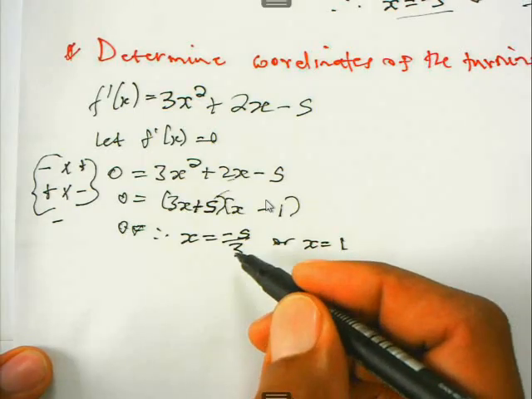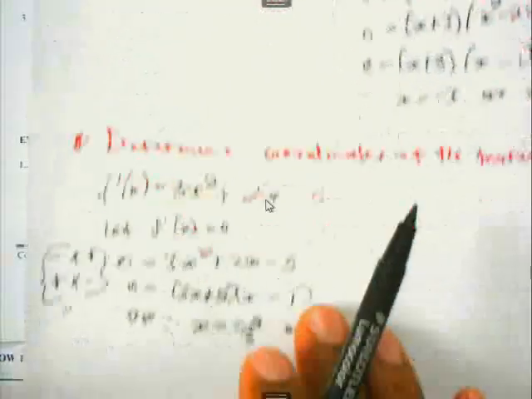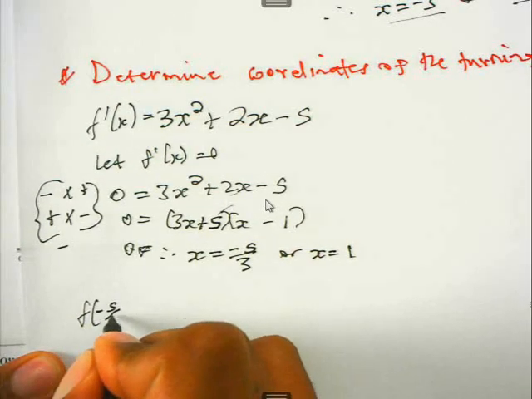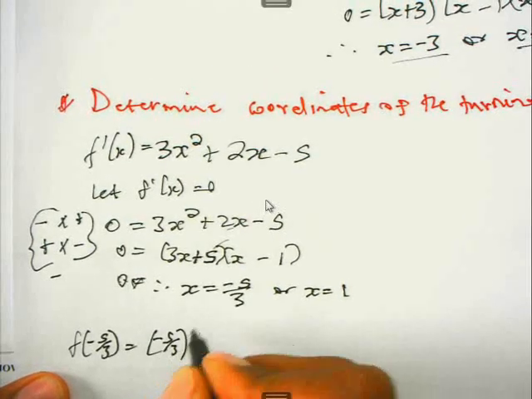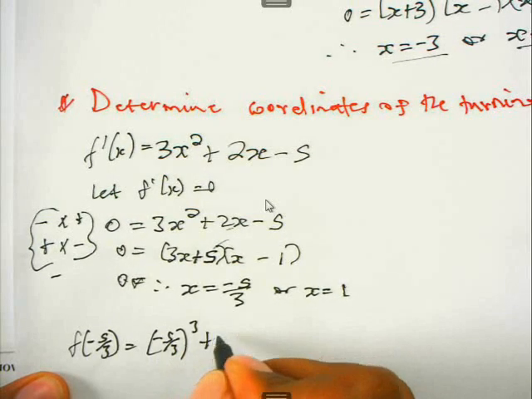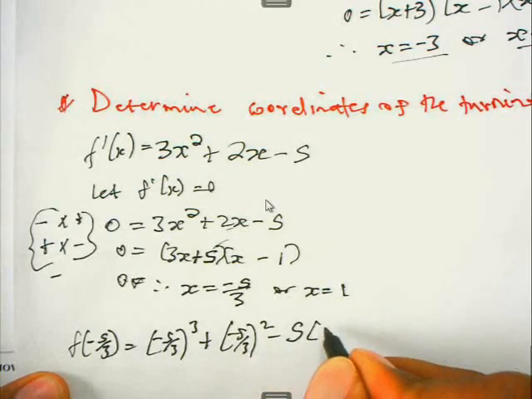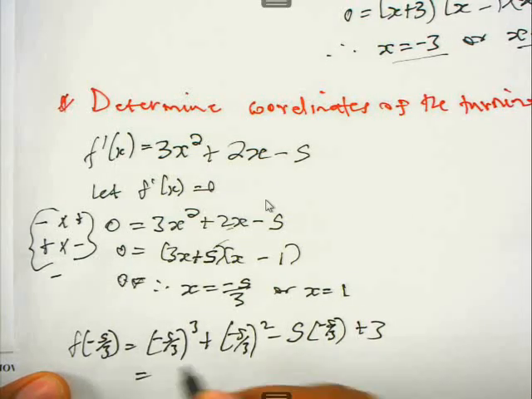We take x, we substitute it where? In our original function. Right. Now, it means you are going to have what? F at minus 5 divided by 3 is equal to what? Minus 5 divided by 3 to the power of 3 plus minus 5 divided by 3 squared minus 5 times minus 5 divided by 3, and then plus 3.